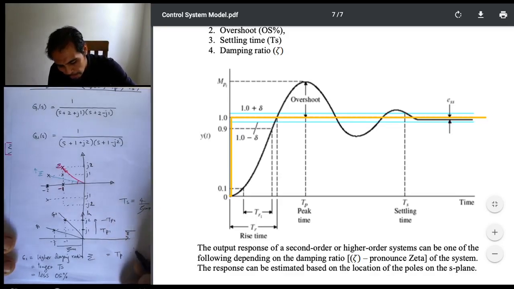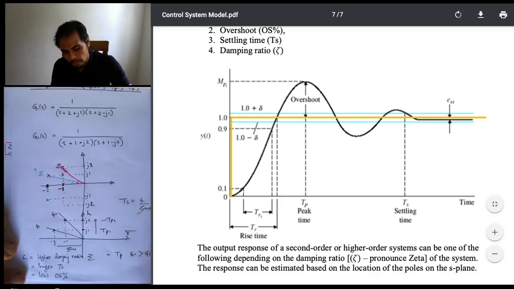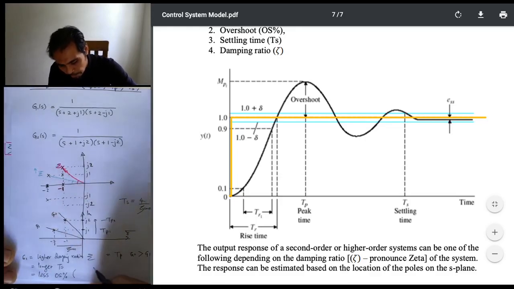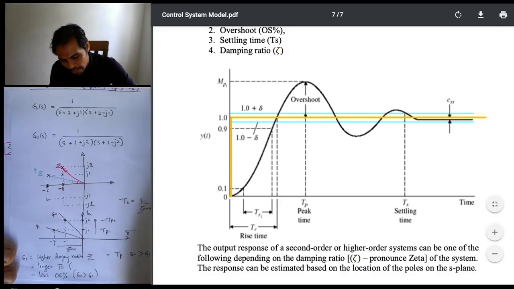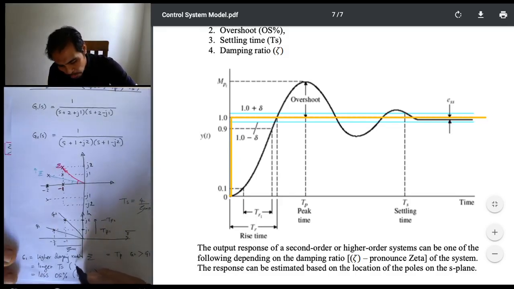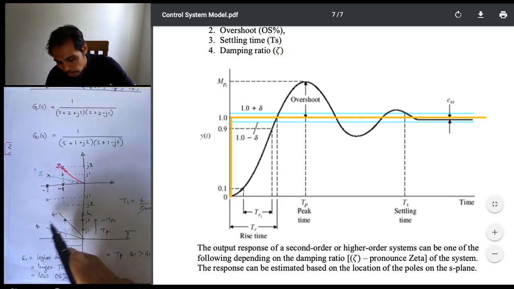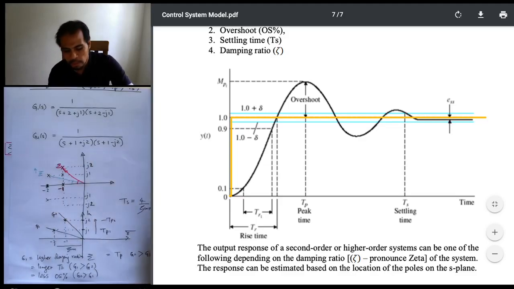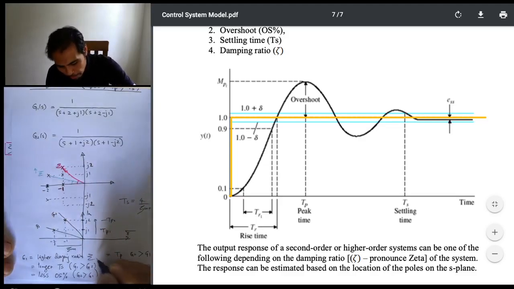So in terms of Tp, G2 is higher than G1. In terms of overshoot, G2 is higher than G1. In terms of Ts, G2 is shorter than G1; G1 is longer than G2. In terms of damping ratio, G1 is greater than G2.